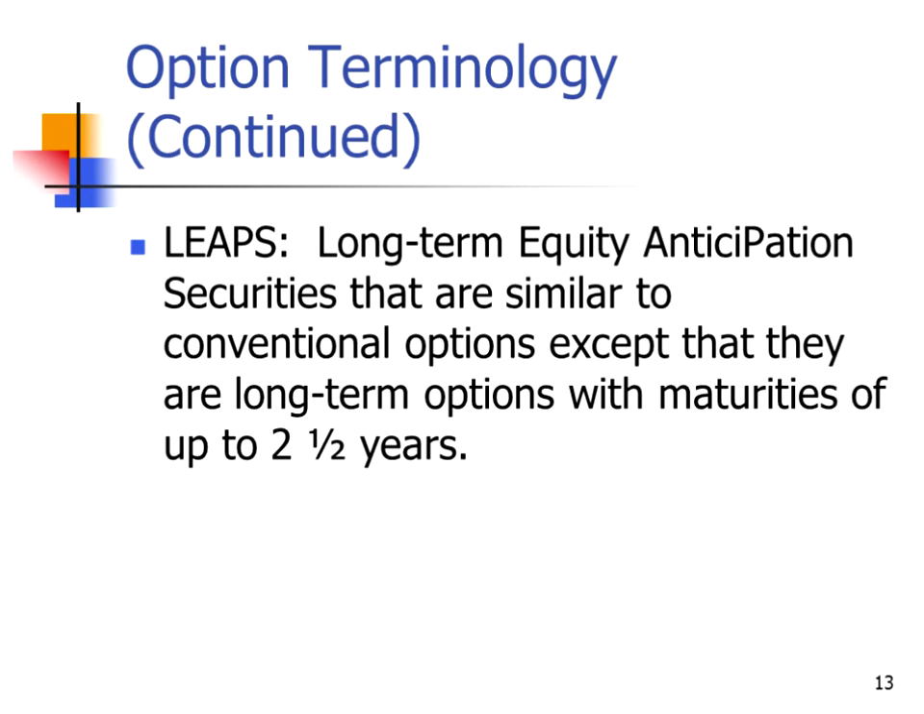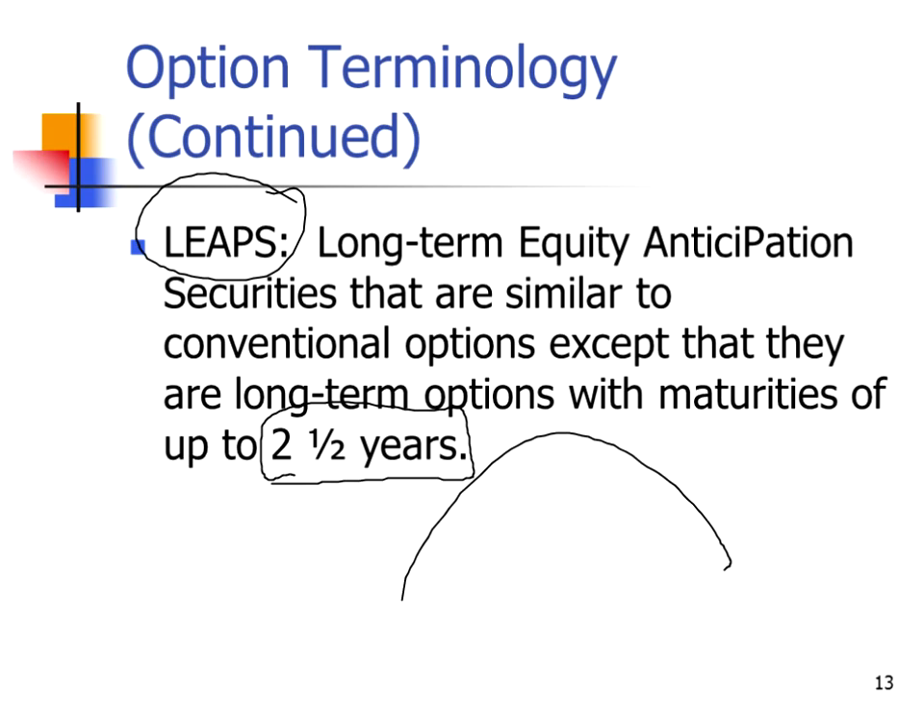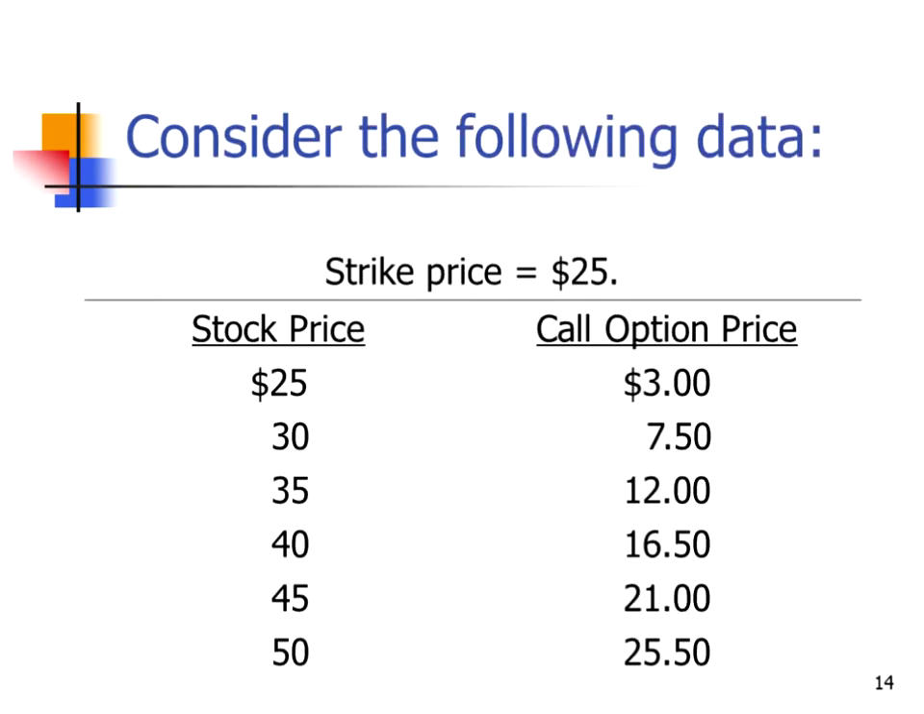LEAPs are long-term equity anticipation securities that are similar to conventional options, except that they are long-term options with maturities of up to 2.5 years. Now we are extending them for 2.5 years. So those are referred to as LEAPs, because you are leaping further ahead.